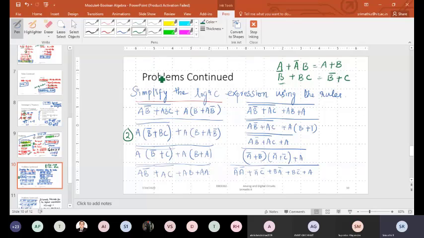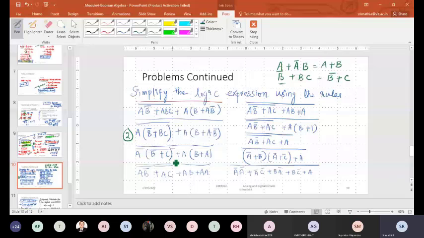Take A commonly out, and then B bar + BC, and here also write it as such. The second thing, A into (B + AB bar). So here B bar + BC can be written as B bar + C, and then B + AB bar can be written as B + A. The complement is carried everywhere, (B + C).